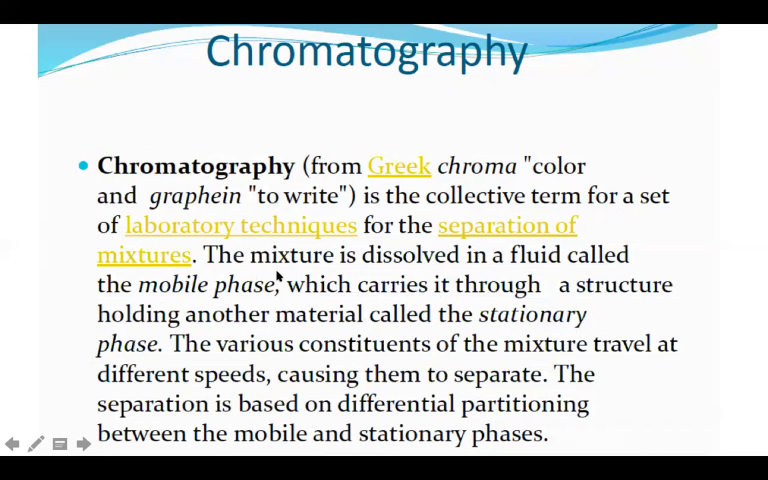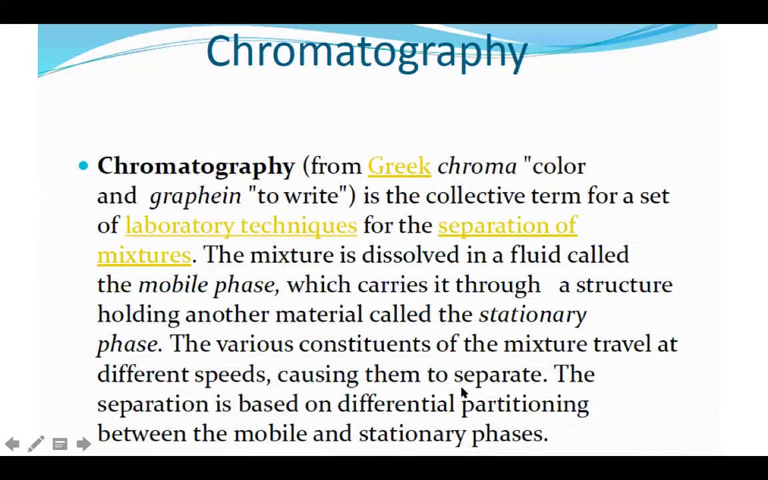That means chromatography has two phases. One is mobile phase, where the mixture of the compounds is dissolved. Another is stationary phase, which is stationary, for example, silica gel or like that. The various constituents of the mixture travel at different speeds through the stationary phase, causing them to separate. The separation is based on differential partitioning between the mobile and stationary phase.